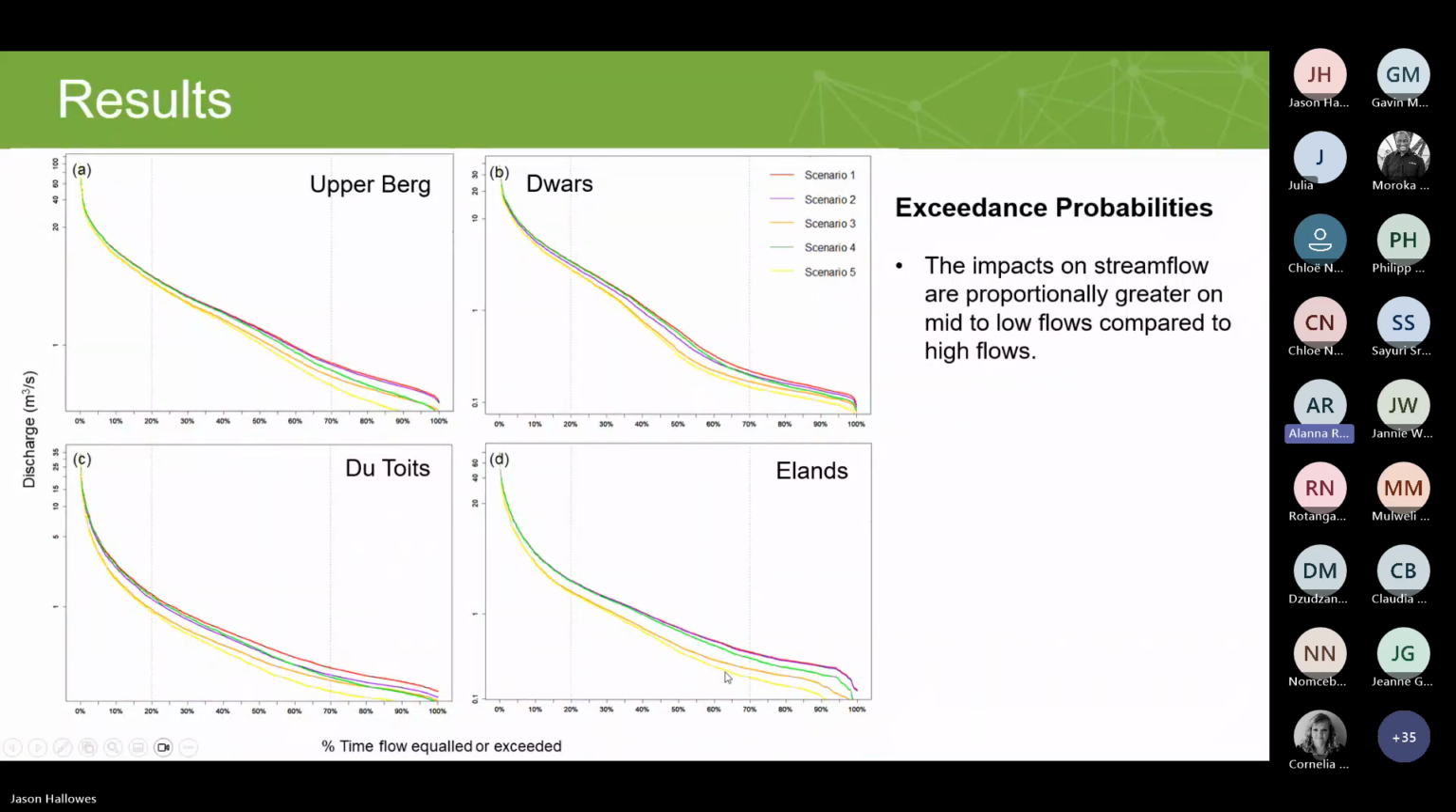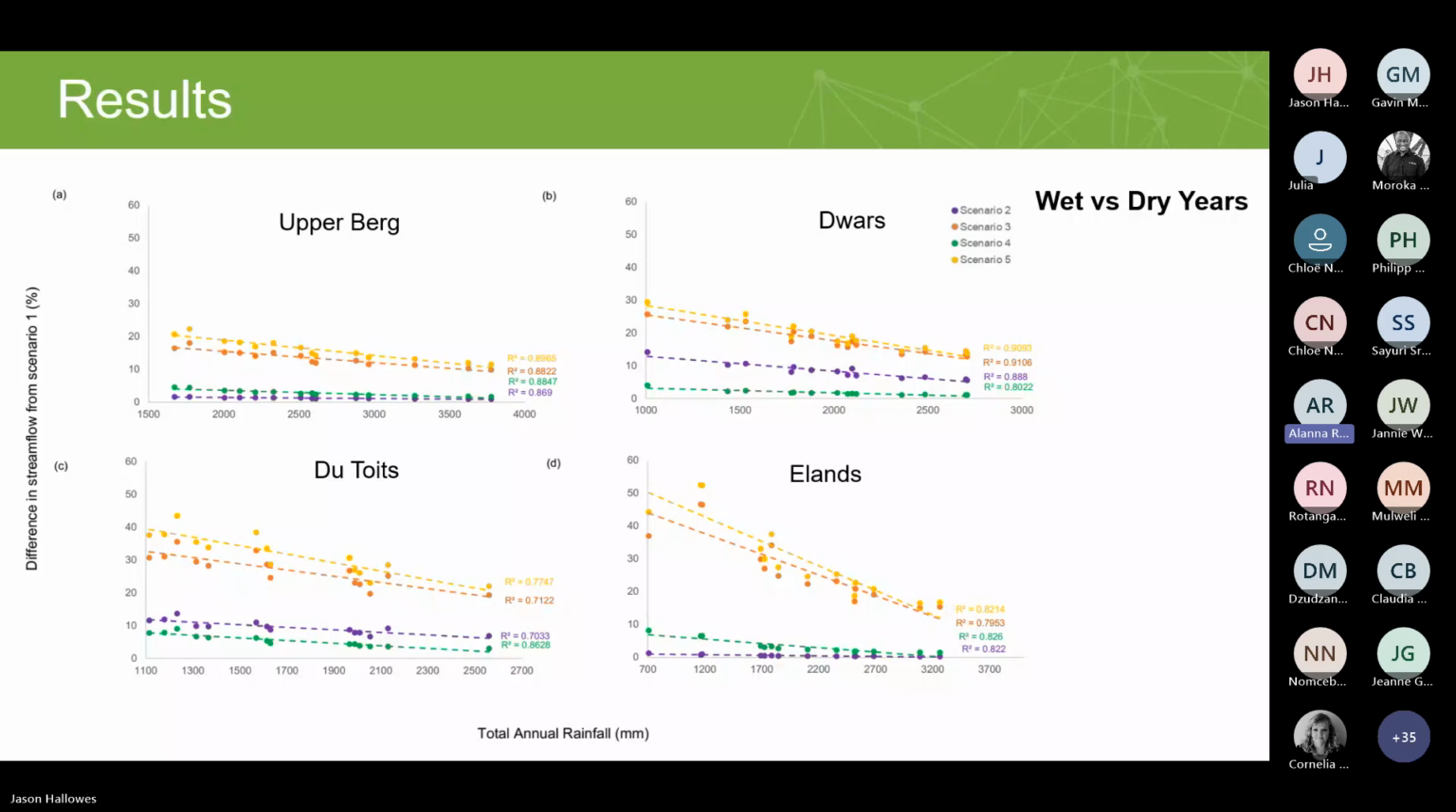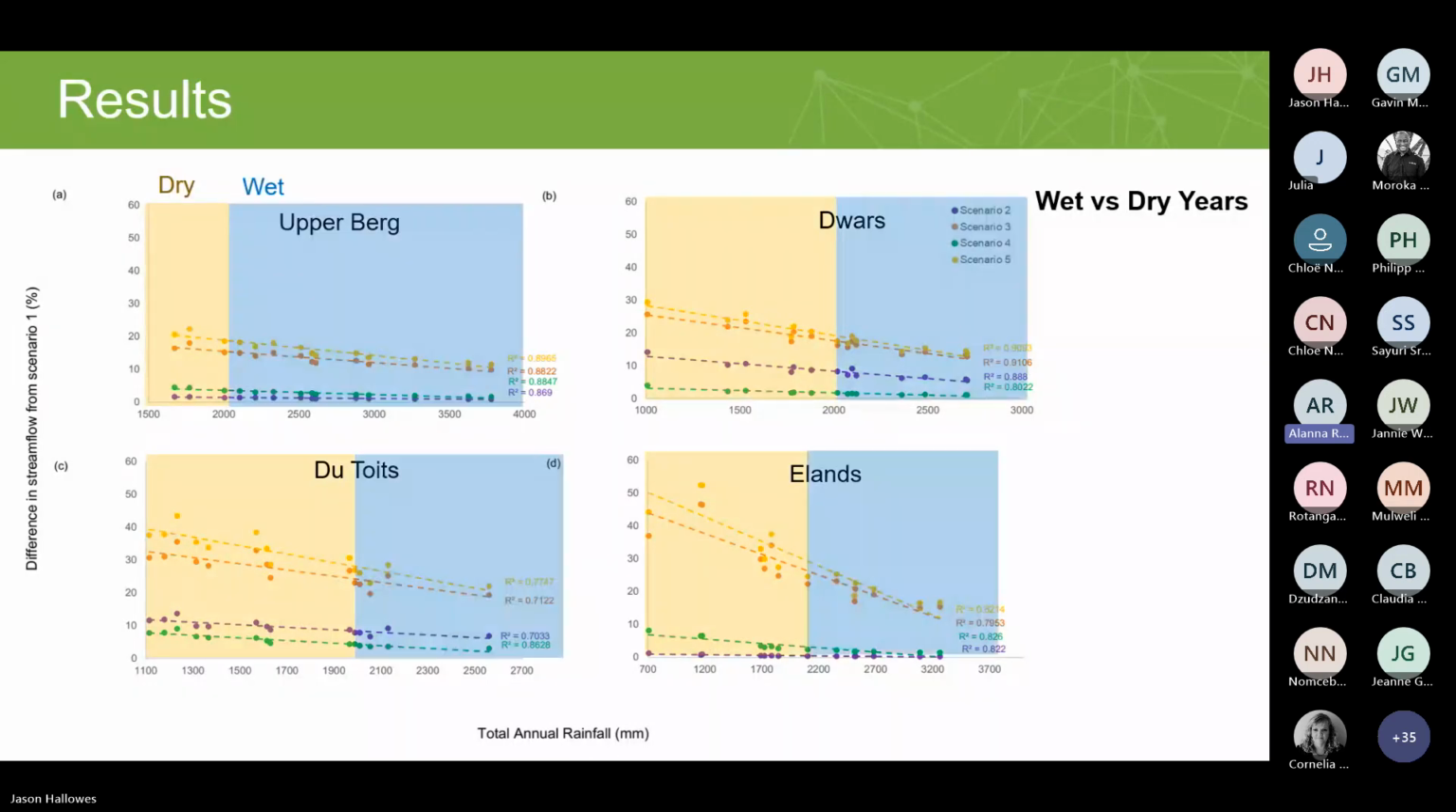The next slide shows something similar, except we're looking at the wet versus dry years. So again, if you just put everything up, it's going to put colors on the background there just to sort of roughly represent the wet compared to the dry years. So the wet being the blue, just very roughly, at around 2,000 millimeters per annum being the cutoff. And you can see that for all the catchments, there's a negative relationship between the percentage difference in stream flow of all scenarios relative to the baseline, as well as total annual rainfall.